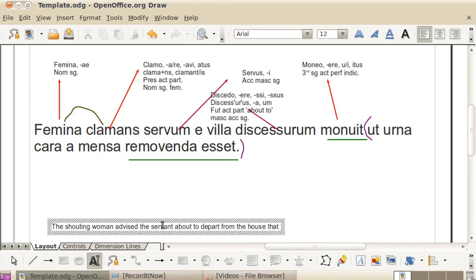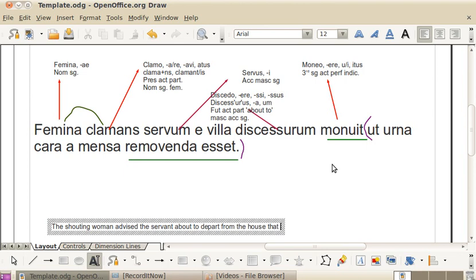and then we have our subordinate clause that follows, this ut clause. And as I indicated in our previous sentence, ut, when following a verb of petitioning or ordering or advising, introduces an indirect command. So advise the servant that something should be done. Okay, or advise the servant to do something. So let's find out what has to be done here. Let's go to the verb, removenda esset.